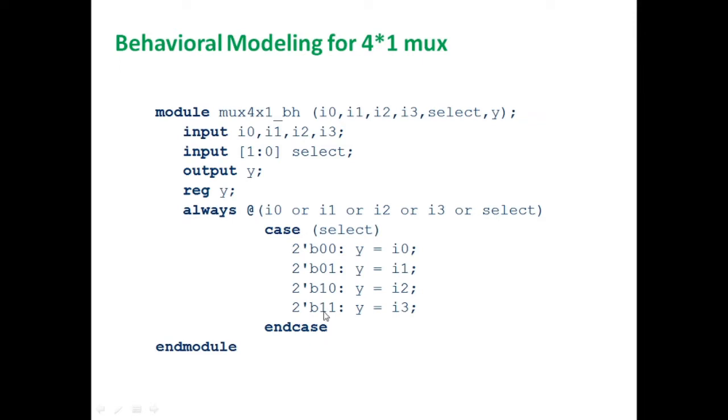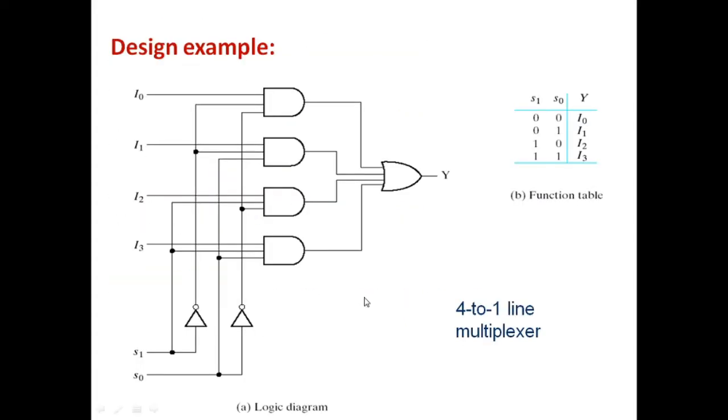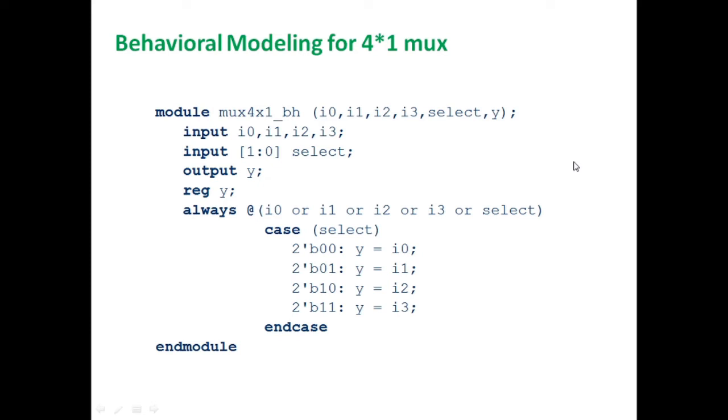As I have written the code in this way, I am meeting the functionality or the truth table of my 4 cross 1 multiplexer. As you can see here, when the selection lines are 0, 0, it is I0; 0, 1, I1; 1, 0, I2; 1, 1, I3. This is my case expression. Based on this expression, one of the alternatives will be picked and evaluated as the output. So these case and end case are the case statement.